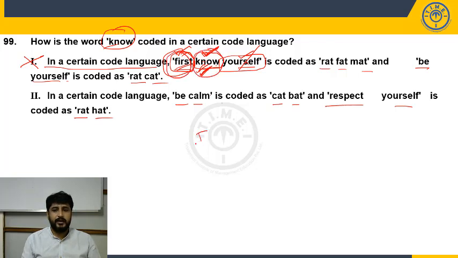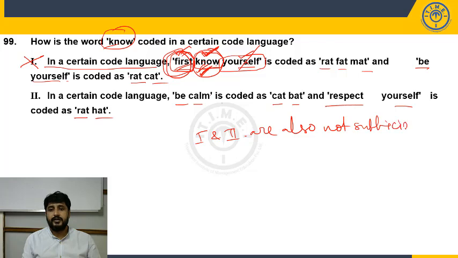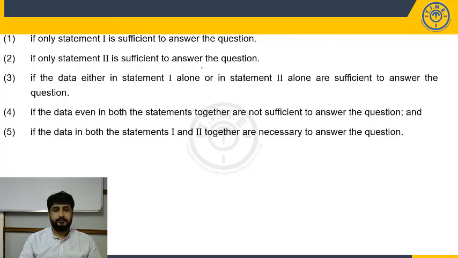So 1 and 2 together are also not sufficient, since we don't have a common code for first. I mean, we don't have the word common, first or no. One of these two should be there, but not given. So choice 4.